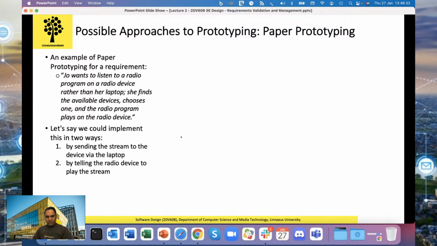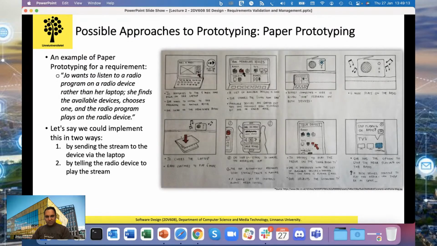So she can do it in two ways, either by sending the stream to the device via the laptop, so she can play the music or the radio on the laptop that will stream to that device, or she can tell the device to play the stream, let's say either verbally or from mobile or any other sources. So how can the analyst do paper prototyping for this kind of requirements? So this is the example solution.